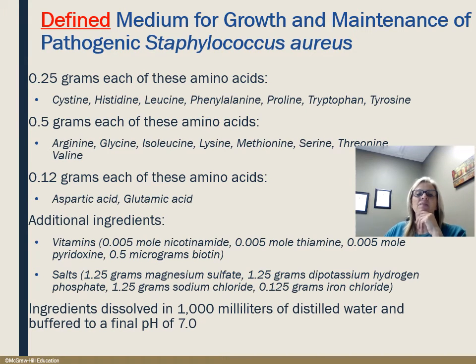So this is an example of a defined media here. This is for growth and maintenance of Staph aureus, Staphylococcus aureus, okay? And so you can see there's a very specific amount and type of amino acid. 0.25 grams of cysteine, histidine, leucine, phenylalanine, proline, tryptophan, and tyrosine. 0.5 of these particular amino acids. I need 0.12 grams of these particular amino acids. I've got to have these vitamins. I've got to have these salts, etc. I've got to have a pH of such and such. Very specific recipe that you cannot veer from.